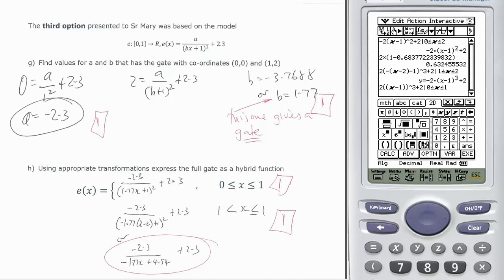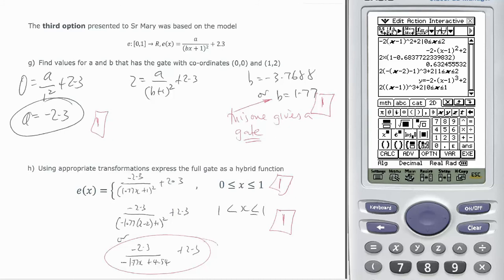This is for Year 12 Methods. It's the 2014 Functions Application Tech Allowed Question 5 Part 2. The third option presented to Sistema Aria is based on a truncus, and the rule for 0 to 1 is y equals a over (bx + 1) squared plus 2.3. Find the values of a and b if the gate has the coordinates (0, 0) and (1, 2).